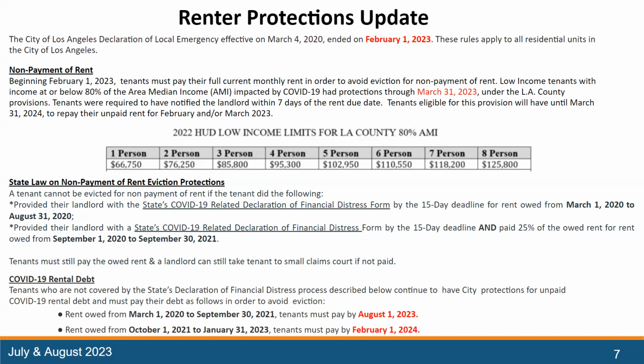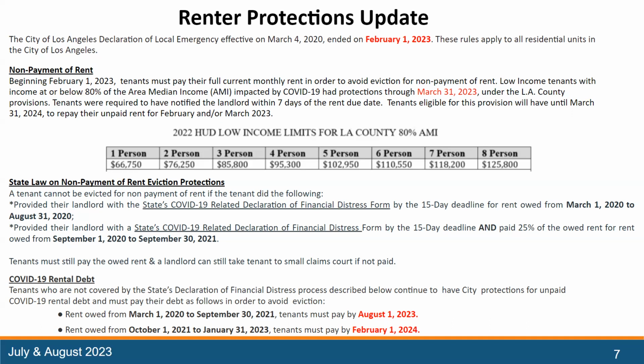This law was also extended if a tenant provided their landlord with a state COVID-19 related declaration of financial distress form within 15 days of their rent being due and paid 25% of their rent for rent due from September 1st, 2020 through September 30th, 2021. This was an extra state protection for tenants.